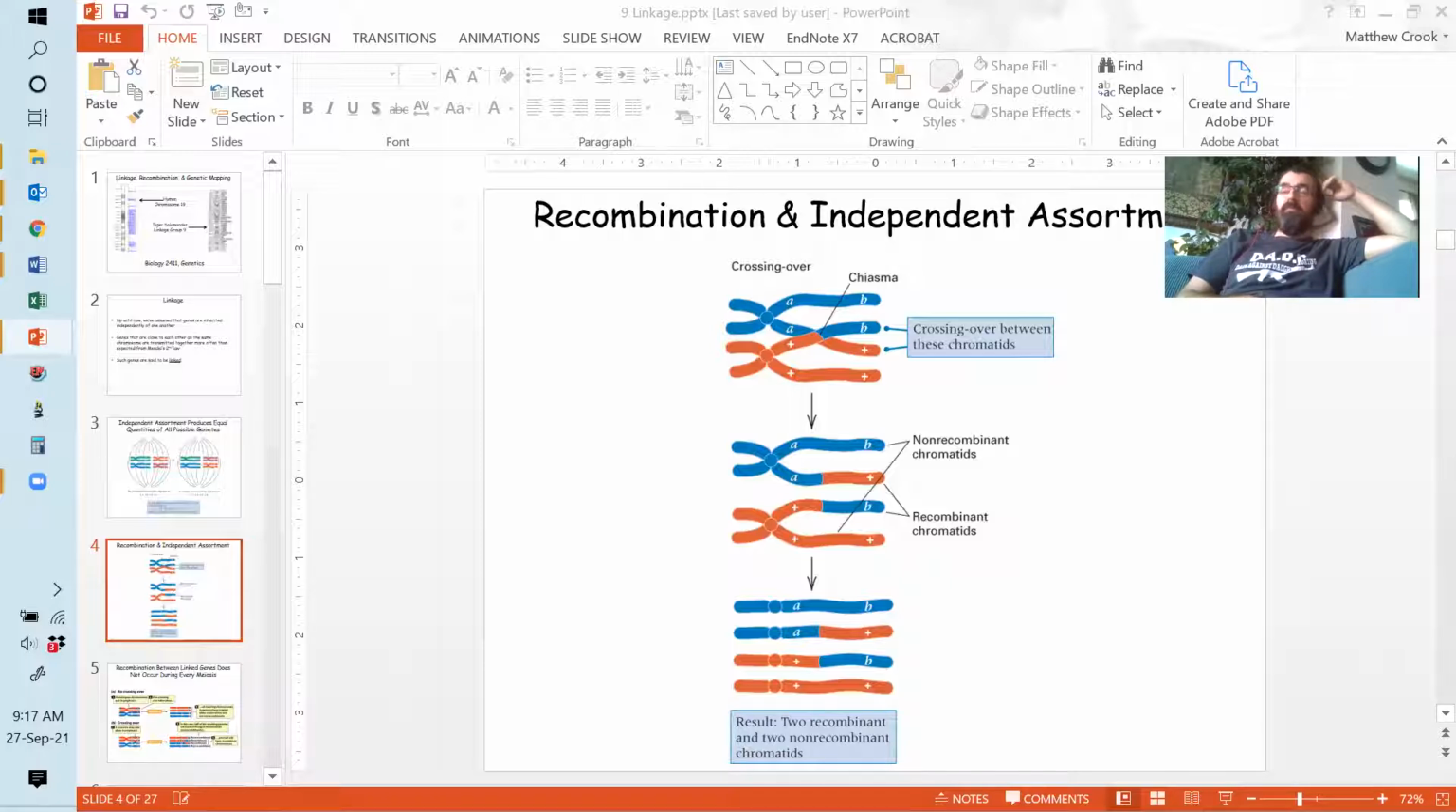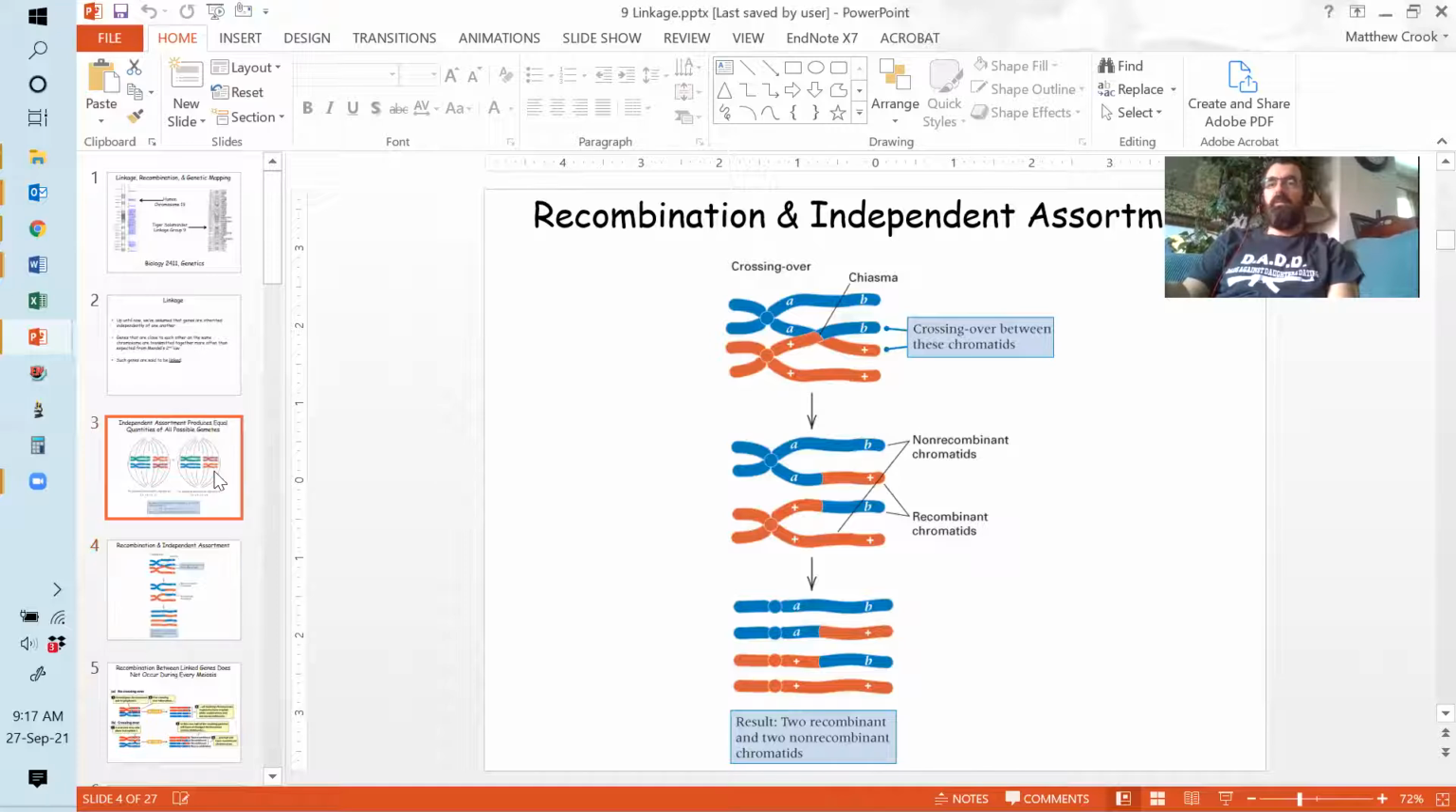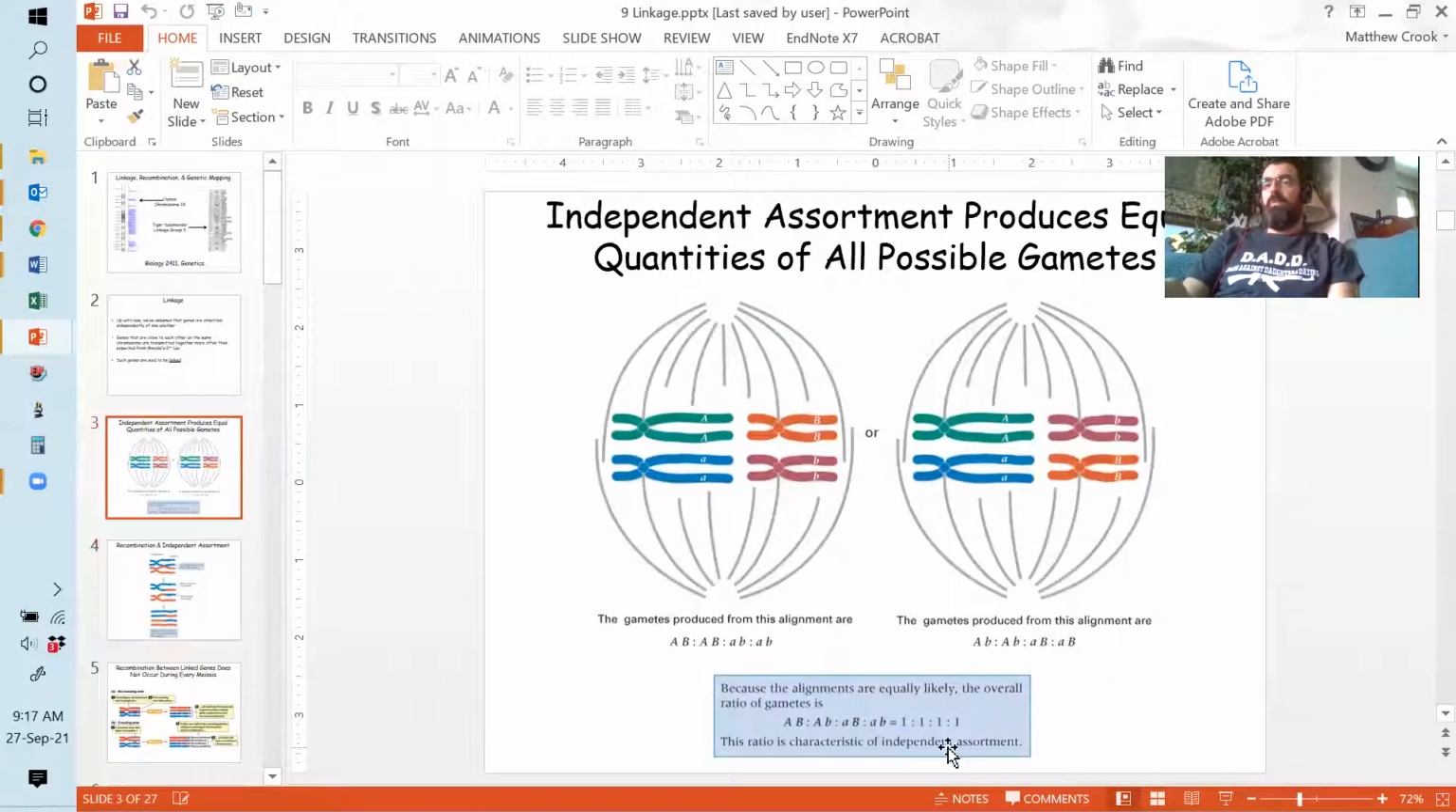One-to-one what, Stephanie? The parental to recombinants? Or the parental to parentals? So, yes, exactly. If we go back up here, we have a 1-to-1 to 1-to-1 ratio.